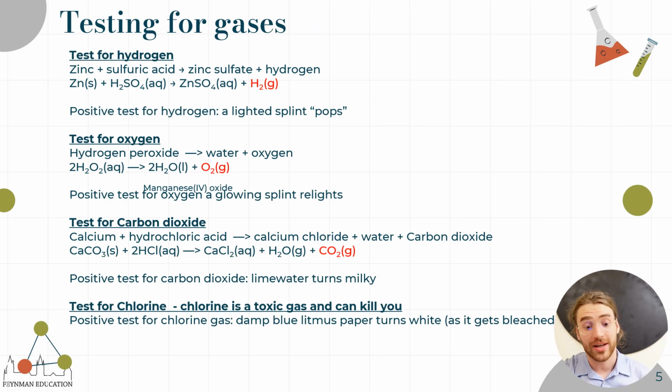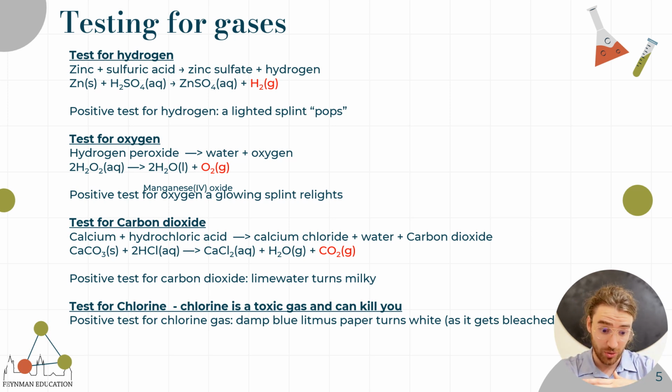So now we're going to be looking at the tests for different gases that are produced during chemical reactions. The first is hydrogen. I think it is the most famous one because we all know it as the squeaky pop test. If hydrogen is present in a chemical reaction or in a test tube, we light a splint and we bring it towards the test tube. Hydrogen is very flammable, and therefore it's going to make a squeaky pop sound.